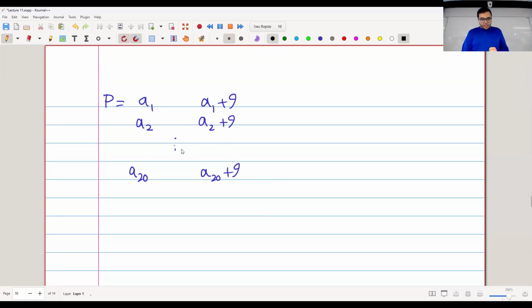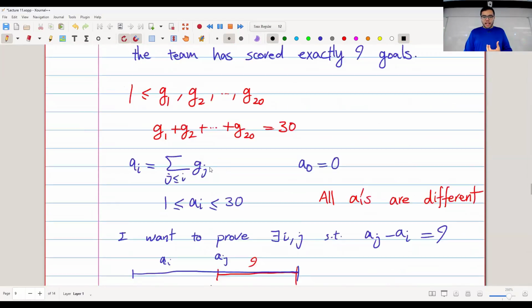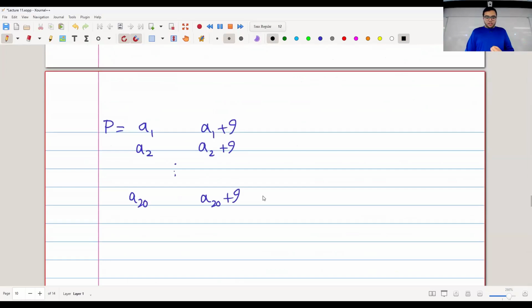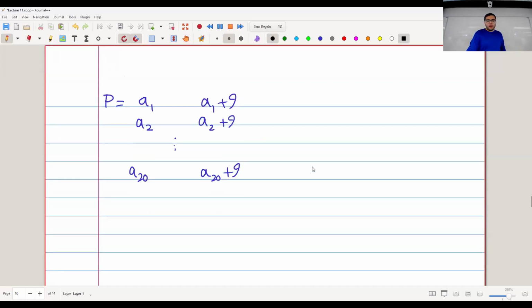So I know that each of these numbers is at least 1, but it's at most 39, right? So I have 40 numbers that are between 1 and 39. So 2 of these numbers have to be the same. Okay, does this make sense to everyone? I have 40 numbers, the numbers are between 1 and 39, 2 of them have to be the same. Okay, so I know that 2 of them are the same.